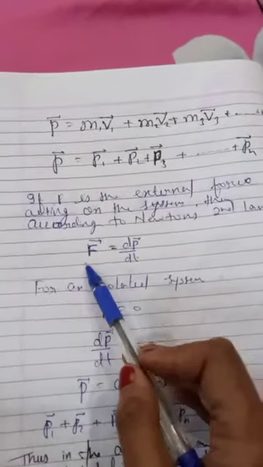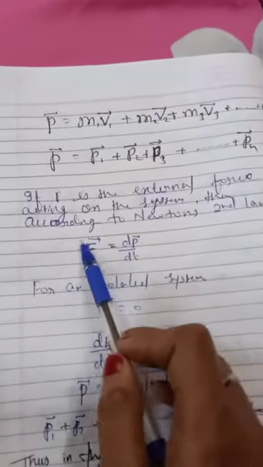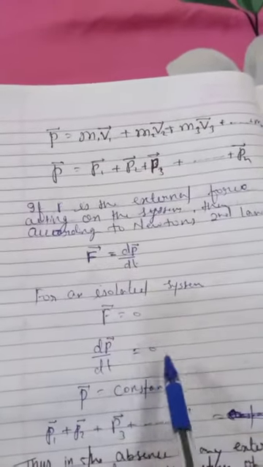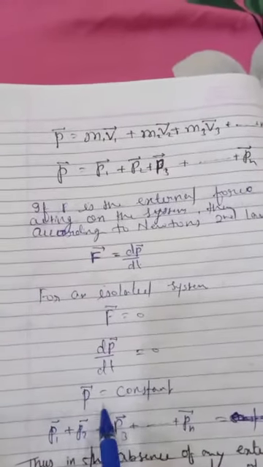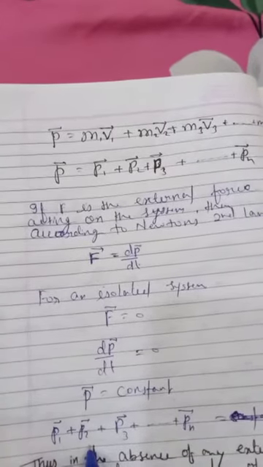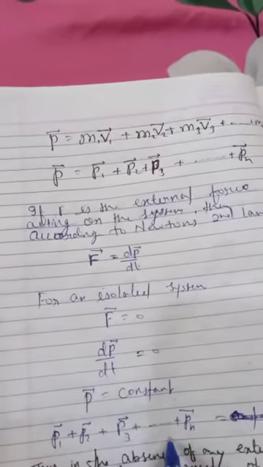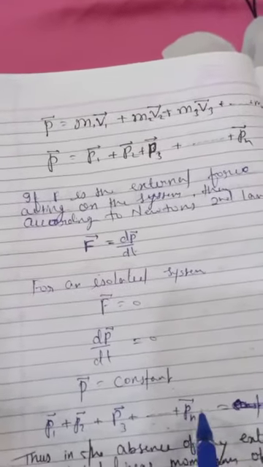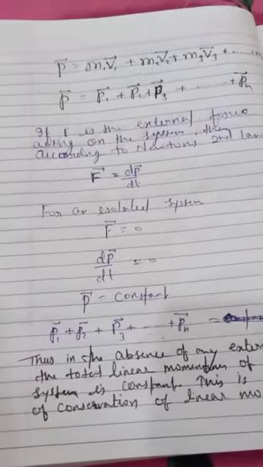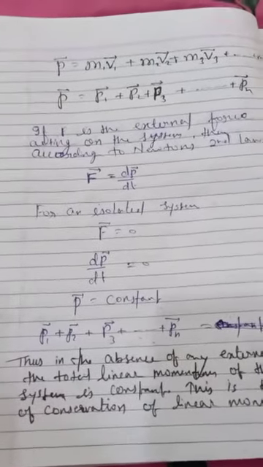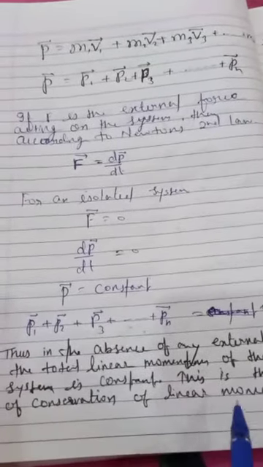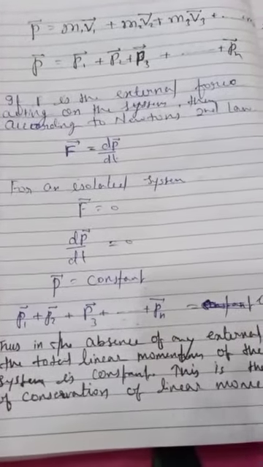यहाँ पता है बच्चों, force is equal to dp upon dt. So here in the absence of external force, F is equal to 0, so dp upon dt is equal to 0. So here we can write P is equal to constant, because P1 plus P2 plus P3 plus P4 plus P5 plus P6 up to Pn is equal to constant. So in the absence of any external force, the total linear momentum of the system is a constant. This is the law of conservation of linear momentum. Is it clear, children?